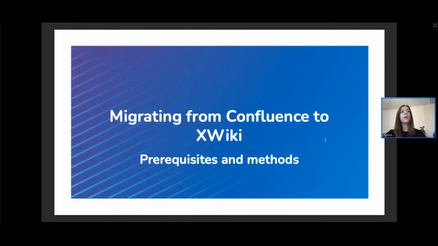Okay, now that we have introduced ourselves a bit, we can move on into the migration part. When we want to move from Confluence to XWiki, aside from the migration itself, we have to make sure that we have all the prerequisites. So first, we'll take a look at the prerequisites, and then we will see a demo of a migration from start to end.